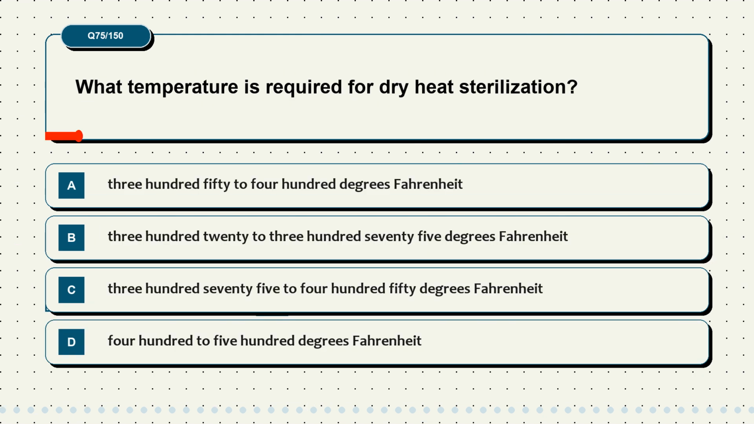Question 75. What temperature is required for dry heat sterilization? Here are the options. Option A, 350 to 400 degrees Fahrenheit. Option B, 320 to 375 degrees Fahrenheit. Option C, 375 to 450 degrees Fahrenheit. Option D, 400 to 500 degrees Fahrenheit.